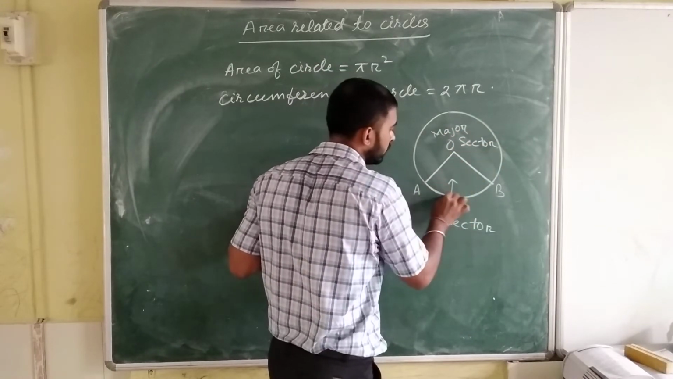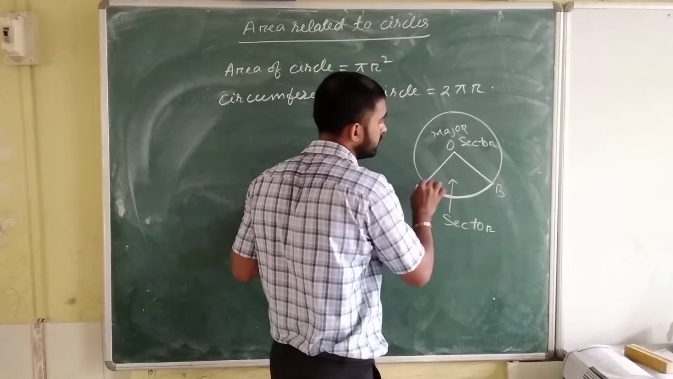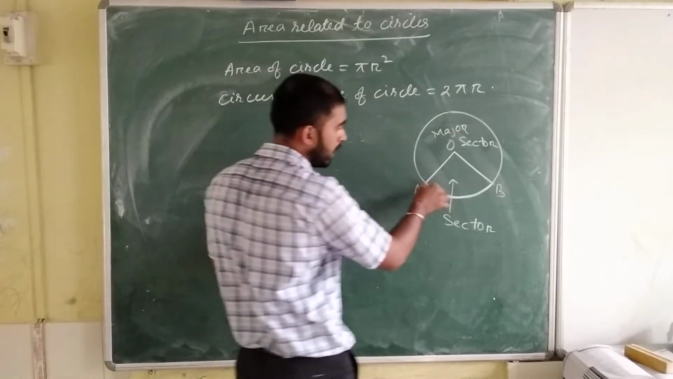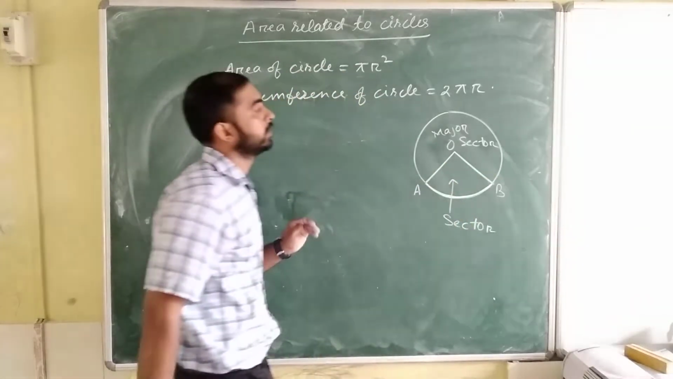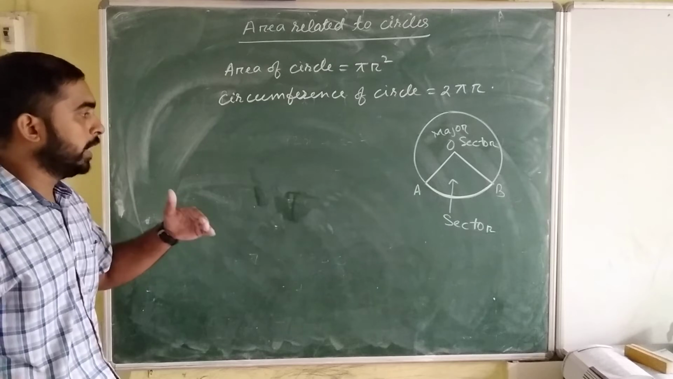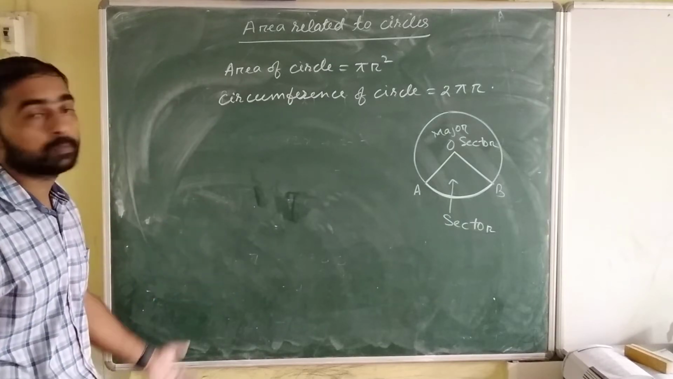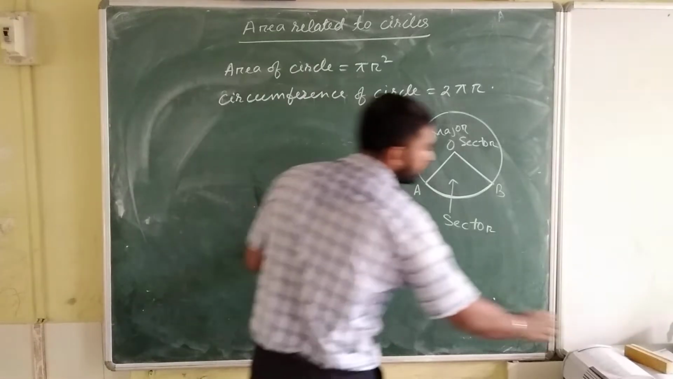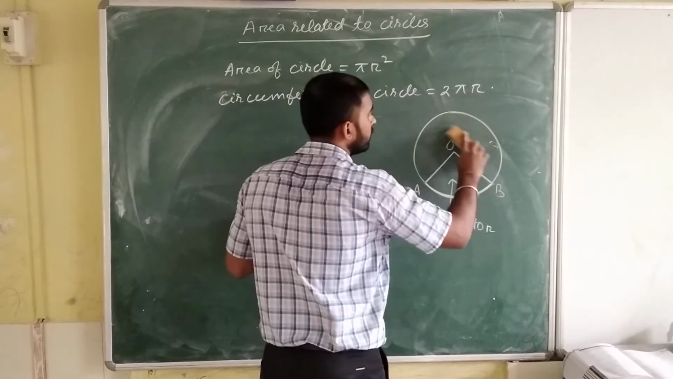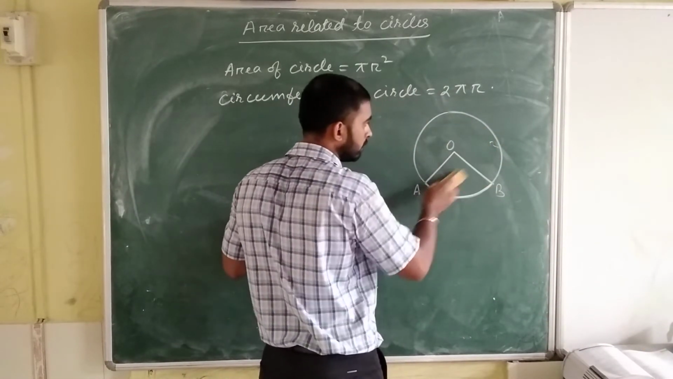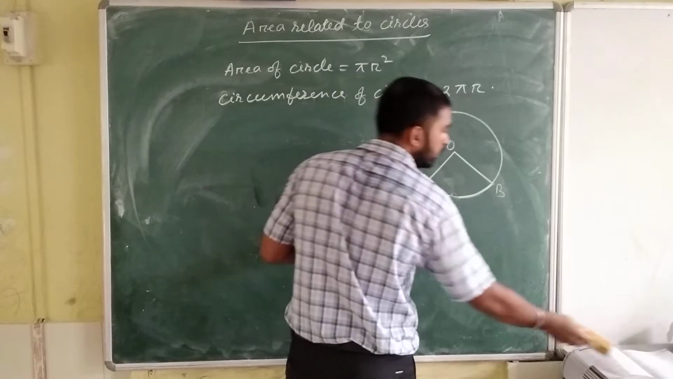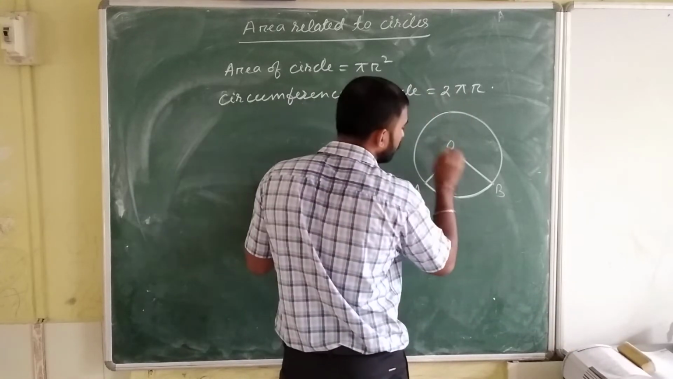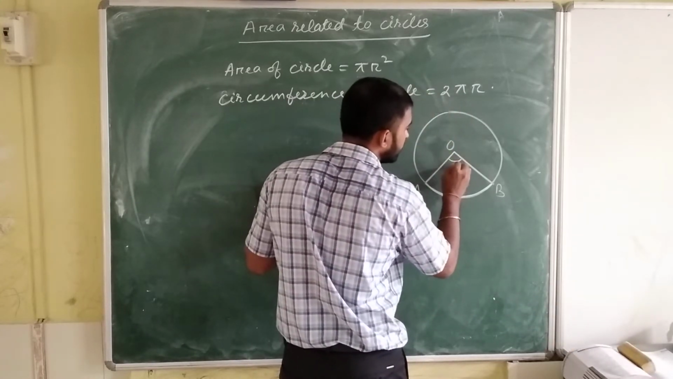And this is the length of the arc. This is the arc. So now there is a formula to find the area of the sector and the length of the arc. So what is the formula? Suppose here the angle made by two radii at the center is theta.